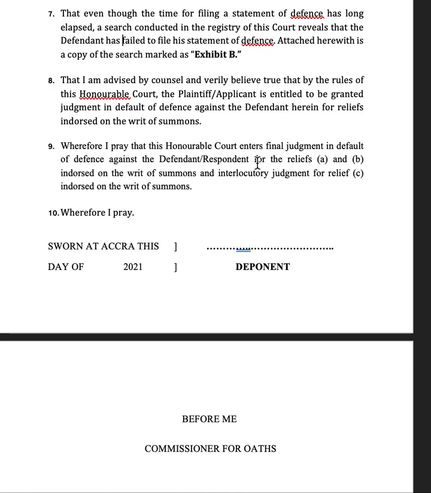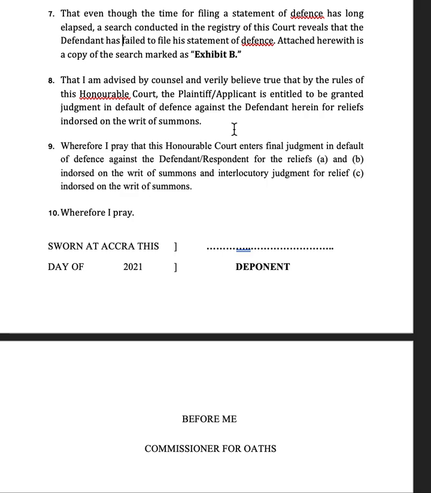Then paragraph 8, that I'm advised by counsel and I verily believe same to be true. Now, by the rules of this honorable court, plaintiff applicant is entitled to be granted judgment in default of defense against the defendant herein for the reliefs endorsed on the writ of summons.